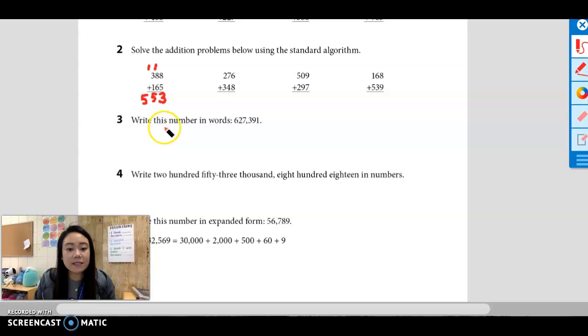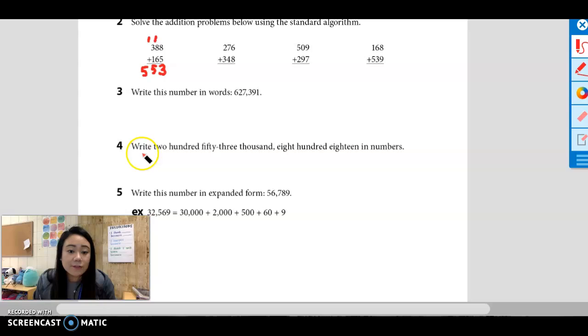Number 3, write this number in words. I'll read it to you, I guess. It is 627,391. So write that in words. Spelling is not as important as long as your teacher can understand it.